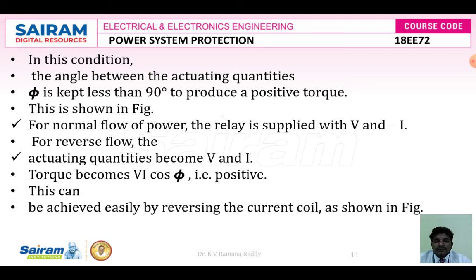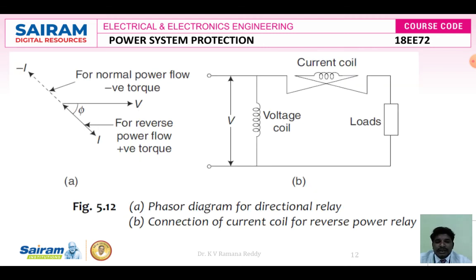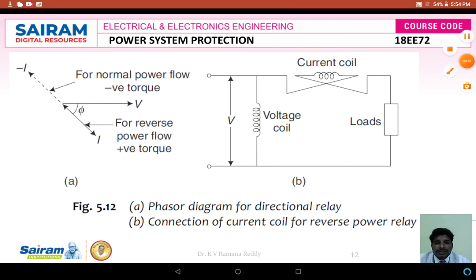Therefore, for normal flow of power, the relay is supplied with voltage V and minus current, minus I, that is, negative current. For reverse flow, the actuating quantities become V and I. Torque becomes VI cos pi, that is positive. This can be achieved by reversing the current coil. So in this figure, I am going to show two figures, figure A and figure B. Figure A shows the phasor diagram for the directional relay, and B shows the connection of the current coil for the reverse power relay. So with the same actuating quantities, if I want to produce reverse torque, I need to interchange the direction of the current coil, which is shown in this figure.